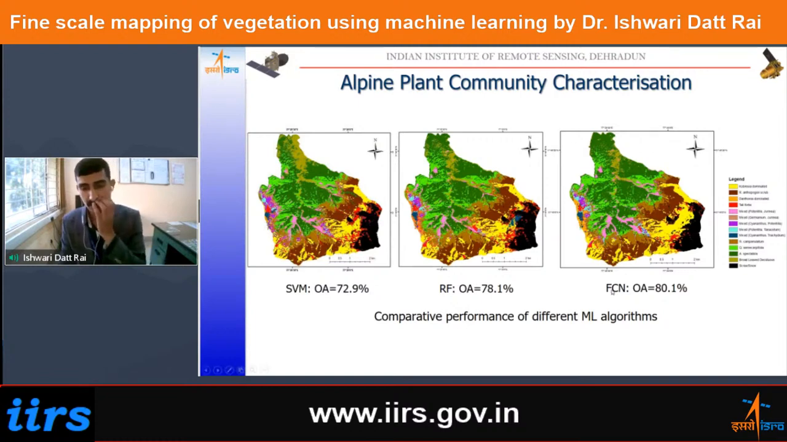And because this FCN needs a very large number of training data to train the model as compared to the SVM or the RF, we found that this RF is more practical because it needs less training data as compared to the deep learning methods like FCN or other machine learning algorithms. And within these SVM and RF, you can see the overall accuracy of random forest was higher as compared to the SVM. So this is an example of a smaller area.